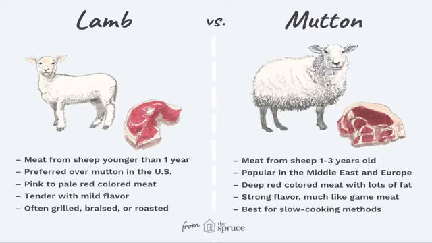Lamb is the meat of sheep younger than 1 year old. It's preferred over mutton in the United States. It's pink to pale red colored meat, and it's tender and mild in flavor, and it's often grilled, braised, or roasted. In comparison, mutton is meat from sheep 1 to 3 years old, and it's more popular in the Middle East and in Europe. It has a deep red colored meat with lots of fat, and has a strong flavor much like game meat. And this is best for slow cooking methods such as braising.